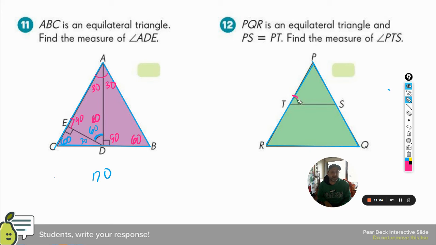Okay, this guy here I'm finding PTS, right? Equilateral triangle, and PS equals PT. PQR is an equilateral triangle. So all I need to know is that 60, and then this and this are equal. Okay, that angle is equal to that. So I'm just going to do 180 because it's a triangle minus 60, 120. Then 120 divided by 2 gives me 60 and 60. Really don't need to do anything down here. I don't think I'd go about it any other way, to be honest.